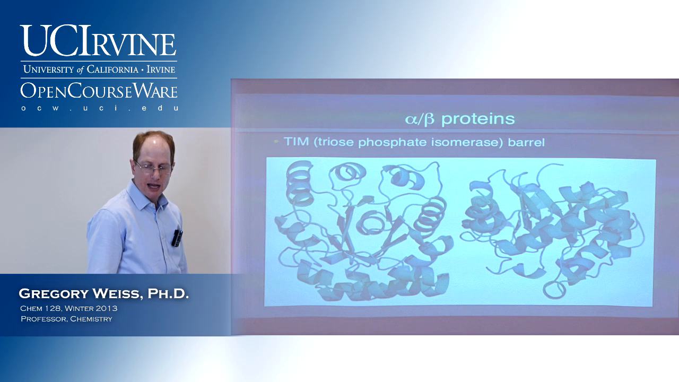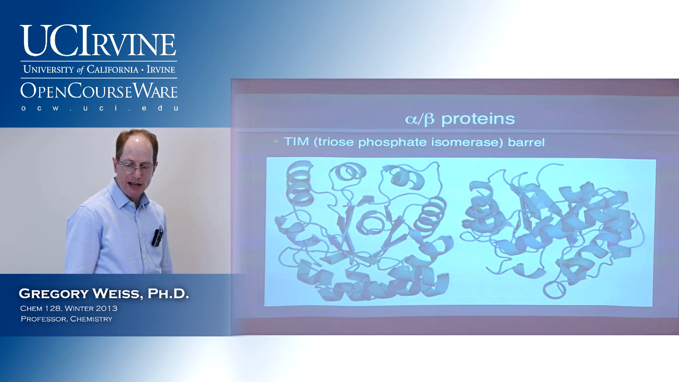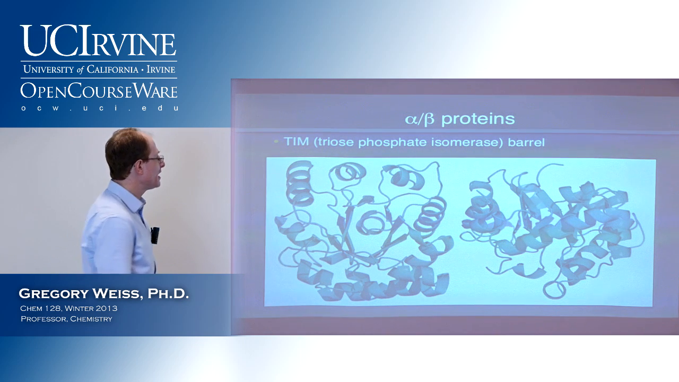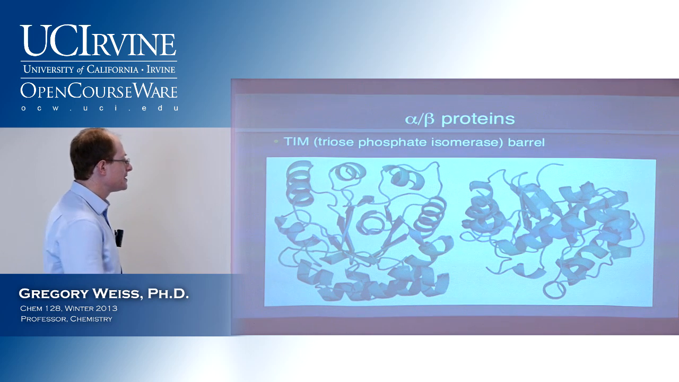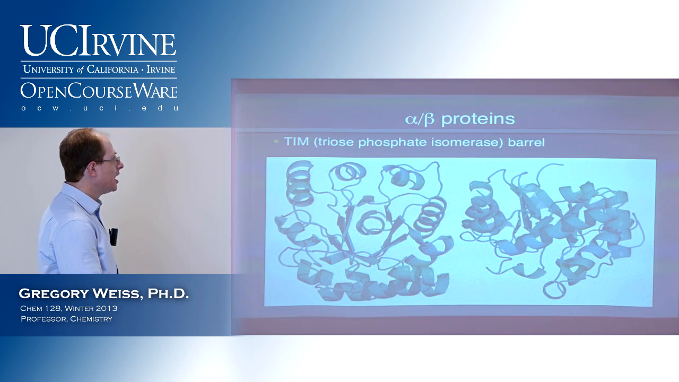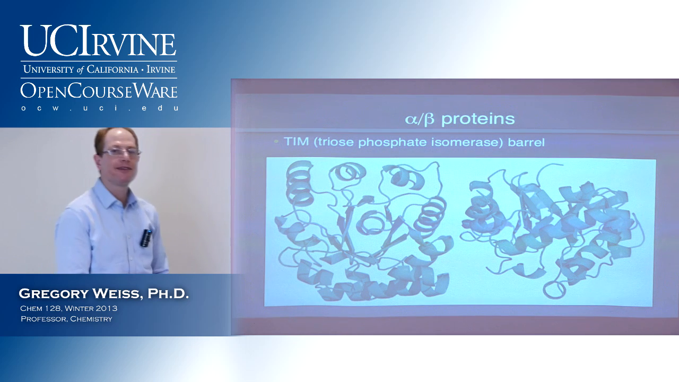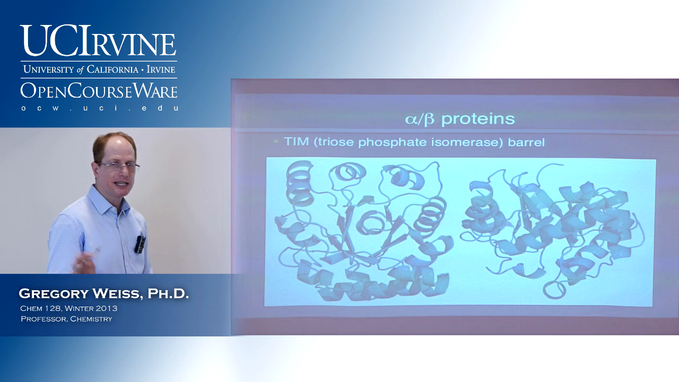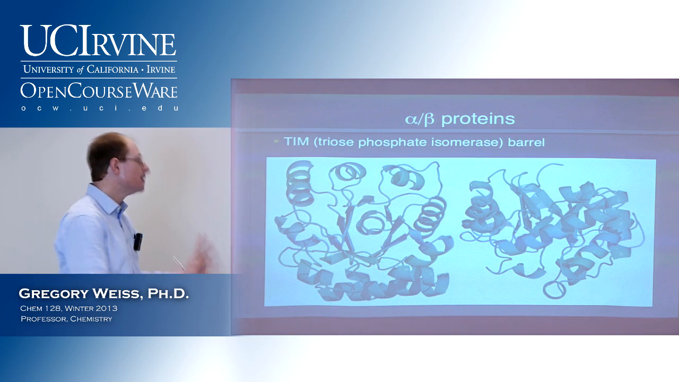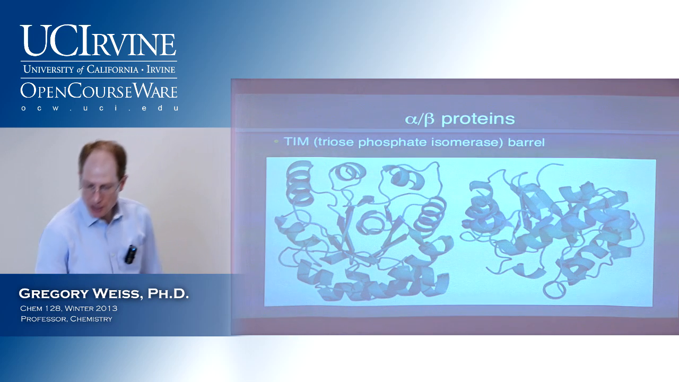Next one, I'm going to talk very briefly about alpha-beta proteins. This is an enzyme that we'll talk more about very shortly. This is a barrel-like protein. Here's the barrel in the center. This is the active site. So you can mix and match alpha helices and beta sheets. I'm showing you this because I didn't want to give you the impression that secondary structures never mix. In fact, they're very commonly mixed together.